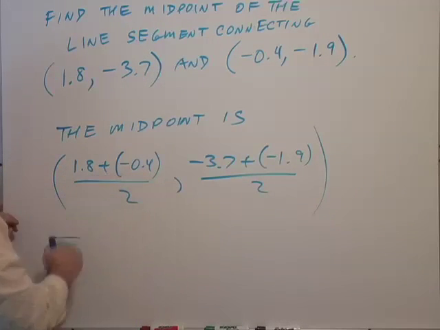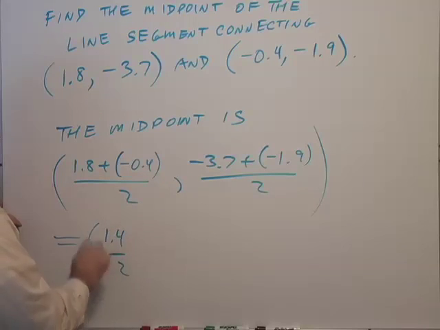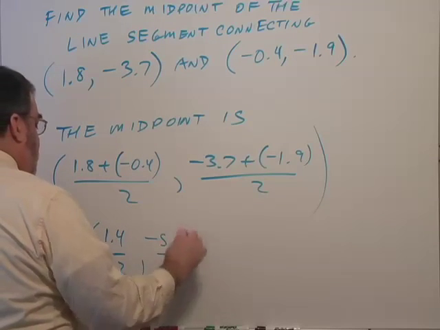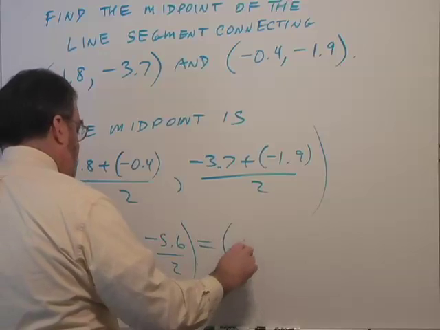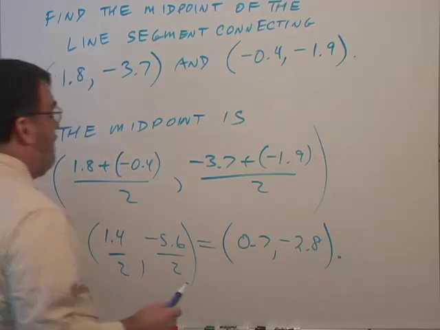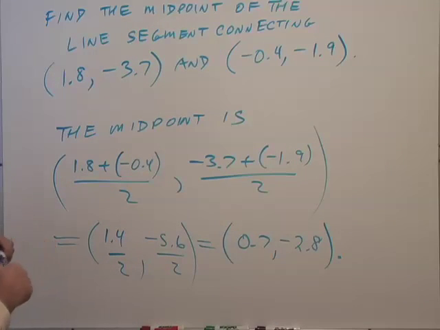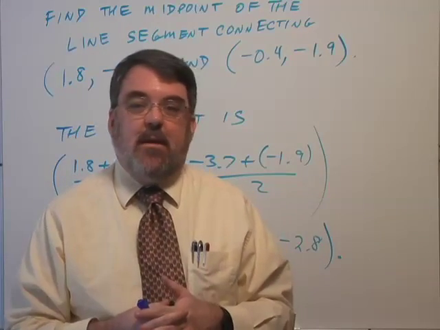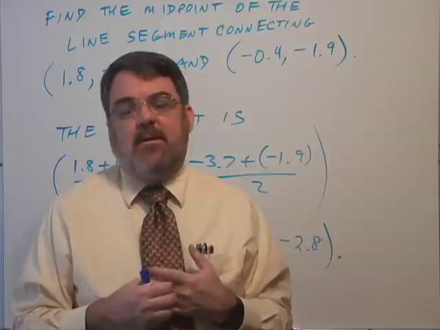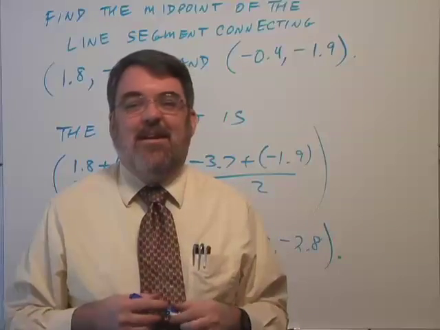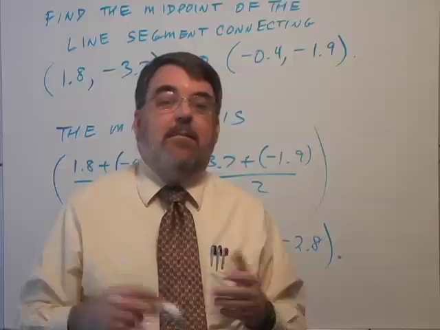All right, add these together, I get 1.4 over 2, and negative 5.6 over 2. So that gives us 0.7 comma negative 2.8. There we go. That's the midpoint of that segment. Now I had the diagram up earlier, and if you look at that diagram, that midpoint would look pretty reasonable to you. So I would never discourage you from drawing those diagrams. But when I do midpoint, I'm finding the average of the coordinates, and if you remember midpoint that way, then you're okay.